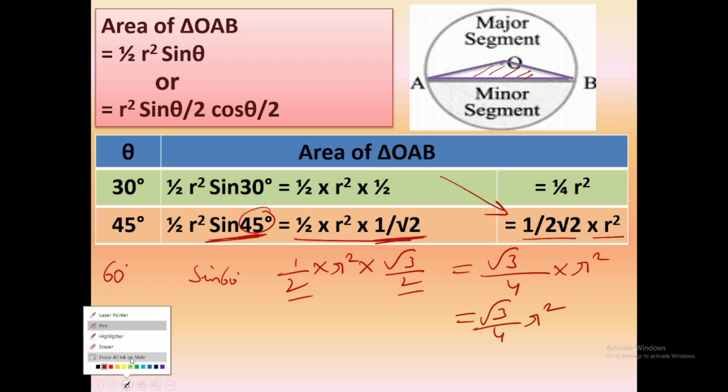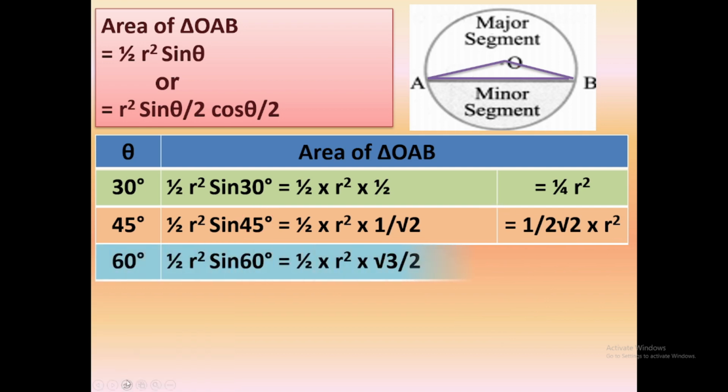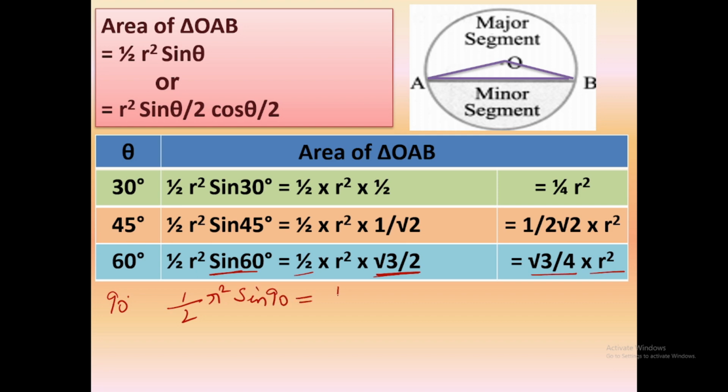Hope this is clear to all of you. See it. In place of sine 60, we have mentioned root 3 upon 2, and when we solve it, we get root 3 upon 4 r square. If theta is 90, in that case, in place of sine theta, you will write sine 90. That is half into r square into sine 90. As we all know, it is equal to 1. So the formula, when we solve it, we get half r square.